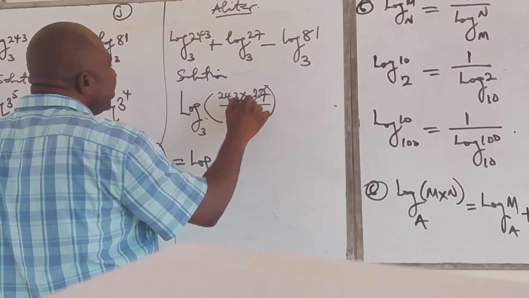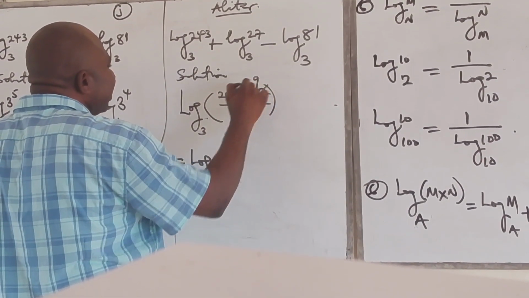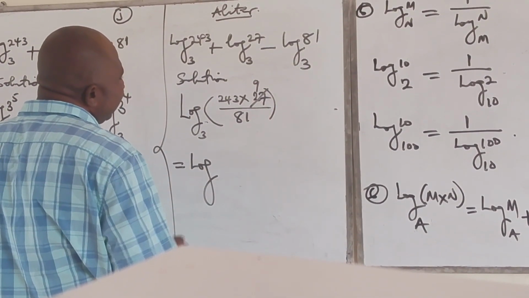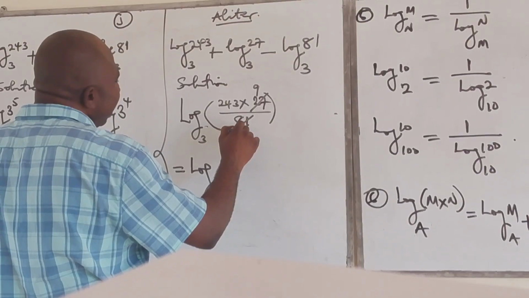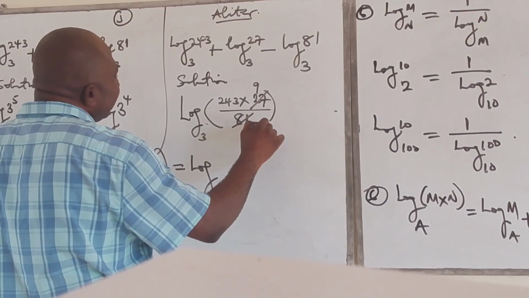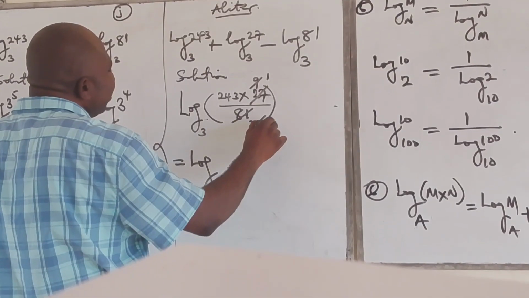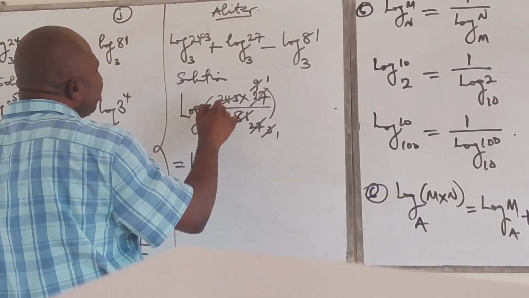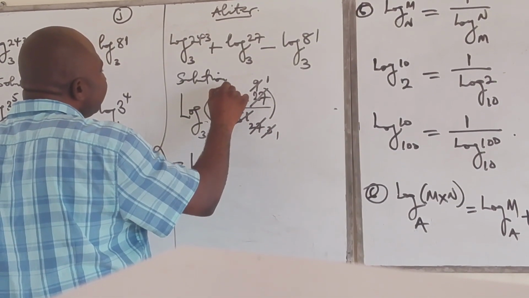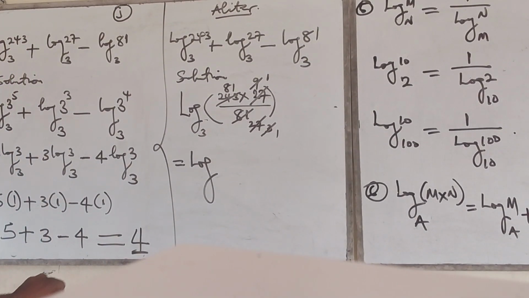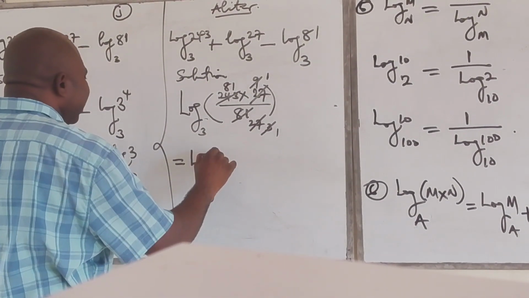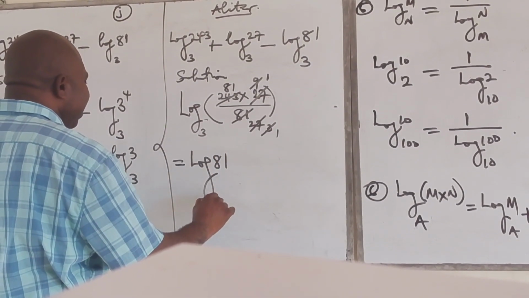So the whole of this now will be equal to log, we have 3 here. 3 into this is 9. 3 into this is 27. Here we have 9, here is 1. 9 into 27 is 3. 3 here is 1. 3 into 243 is 81. So here we have 81, then base 3.